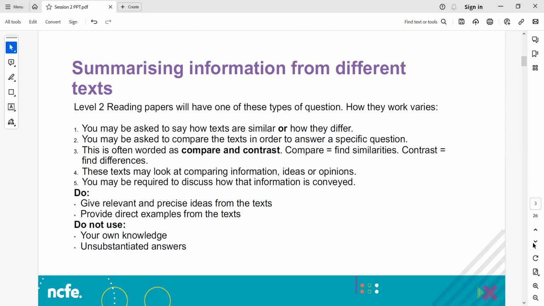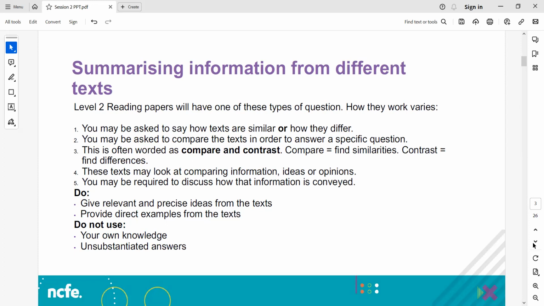The texts may look at comparing information, ideas or opinions. And you might be required to discuss how that information is conveyed in the different documents. So you should give relevant and precise ideas from the texts when you are writing your answer, and also provide direct examples from the texts.